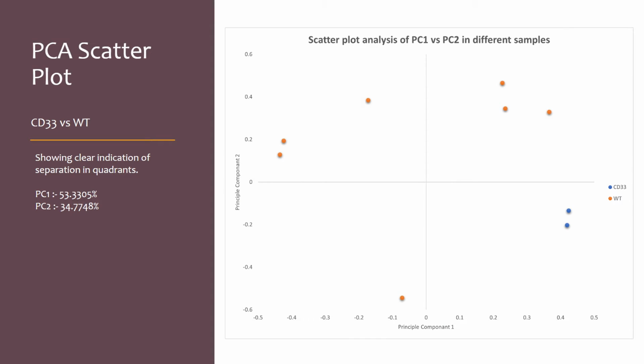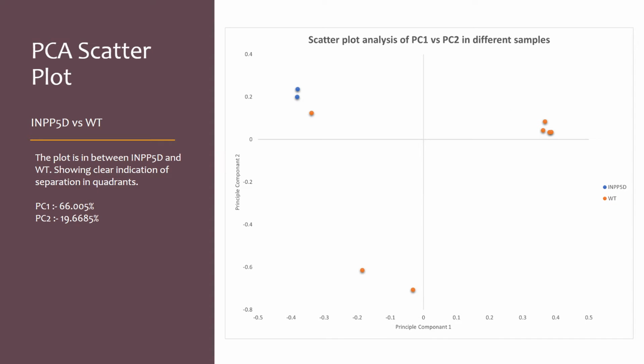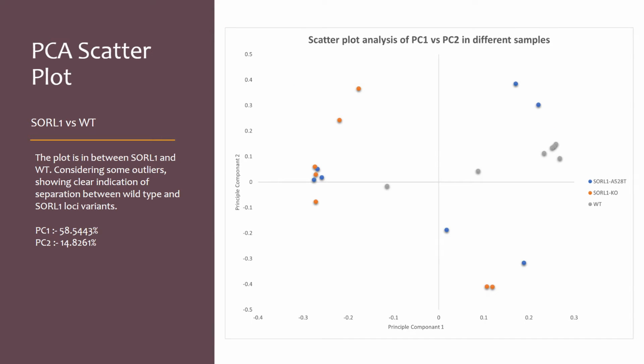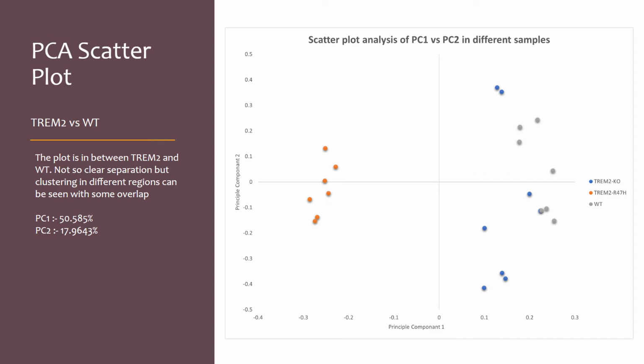So here are some of the charts. I will not gloss over them in detail, but they are a comparison of every variant of Alzheimer's disorder with respect to the wild type. So as you can see, here it is. Now the interesting part is that we do not see a very clear demarcation or grouping in any of these slides except the TREM2 one versus the wild type.